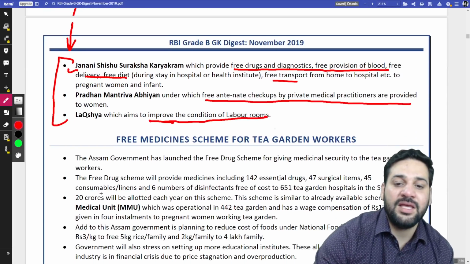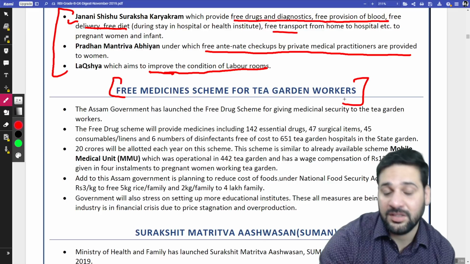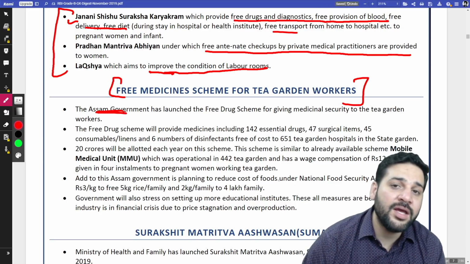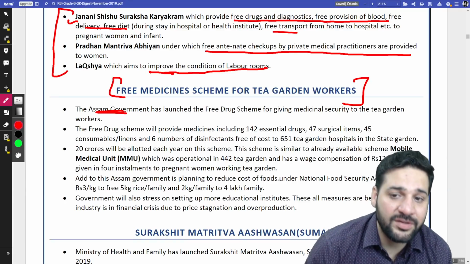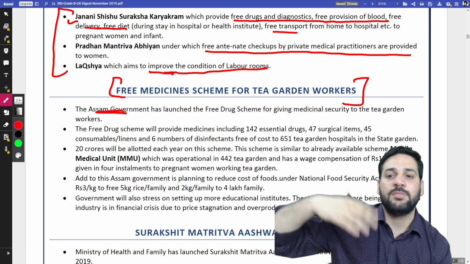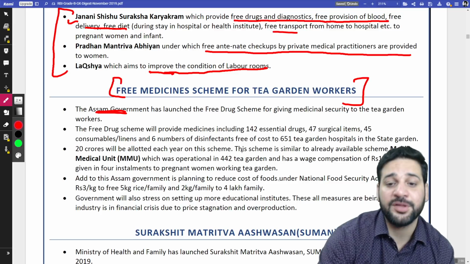The free medicine scheme for tea garden workers was in the news. The government of Assam released it. What can be the question? Which of the following state governments released the free medicine scheme for the tea garden workers? The options would be West Bengal, Assam, Arunachal; wherever the tea gardens are, it will be in those options.